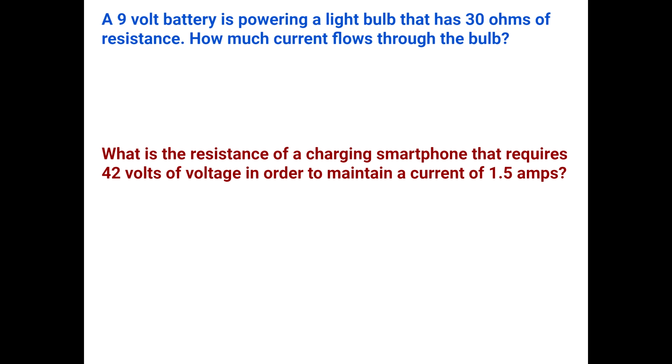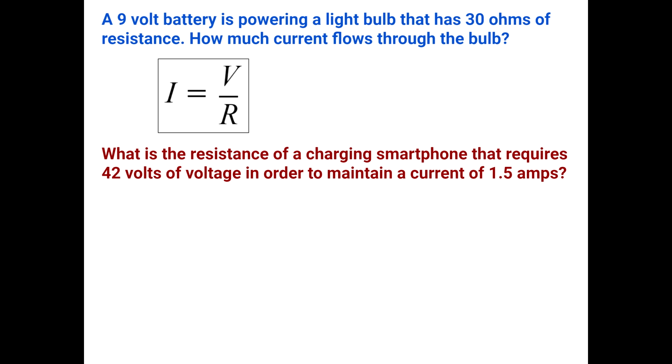Okay, now that I've given you a chance to try it for yourself, let's see if you got it right. The question is asking how much current flows through the bulb, and they tell us the voltage and they tell us the resistance. So I'm pretty sure what equation I'm going to use. It's the only one we've talked about today, and it's Ohm's Law, which says current equals voltage over resistance.